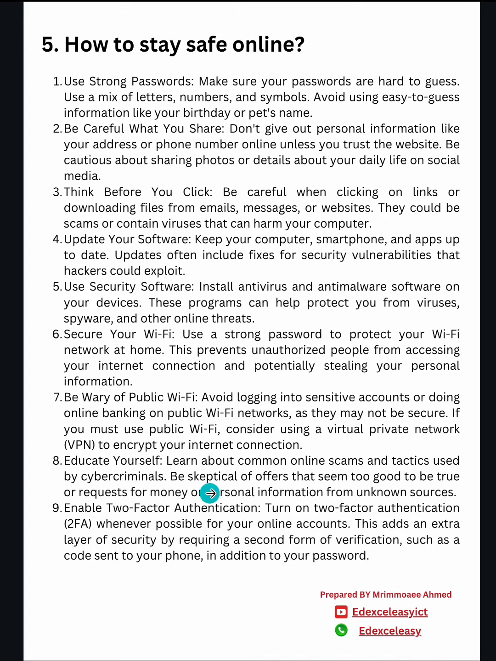Educate yourself, so you have to educate yourself on how online things work, how to make your device safer, and what type of safety is available on the market that you have to follow, right?